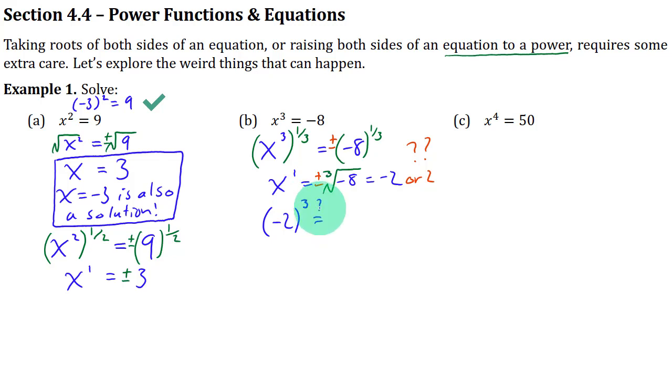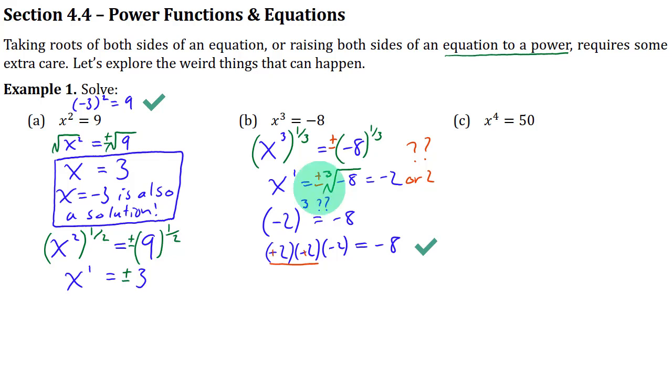Is that equal to -8? So that's going to be -2 times -2 times -2. That does come out to be -8, because 2 of the negatives cancel out to make a +4. So you end up with +4 times -2. So that works. What about 2?